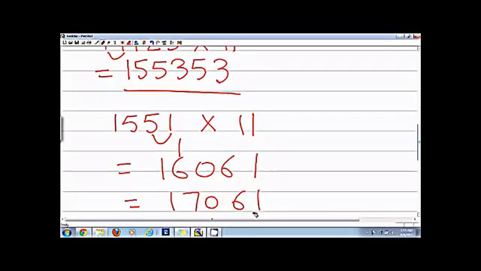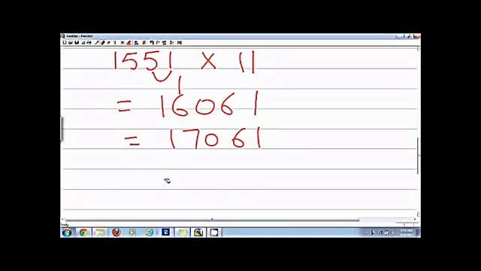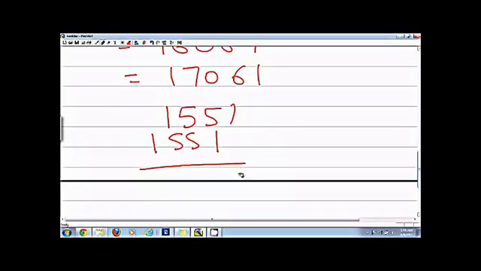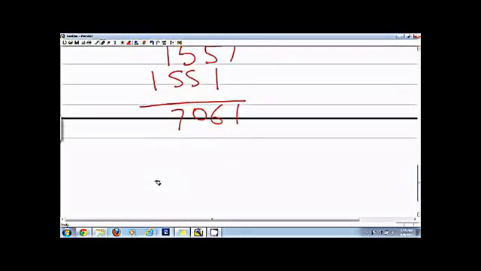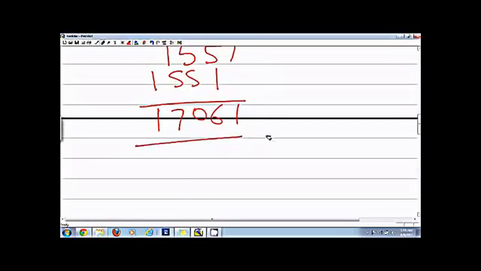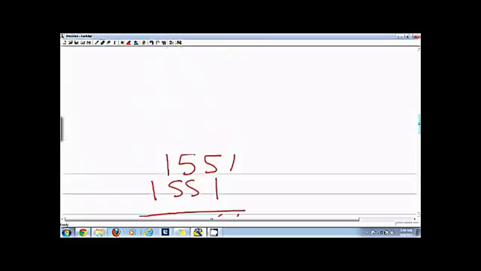Let's try to do it again. We say 1551 and then 1551. If I add them together, that will be equal to 1, 6, 10, 1 with a carry on, so it will be 17061. See, the answer is the same. So if you take the carry on, it becomes a little trickier, but still you can use the same approach.